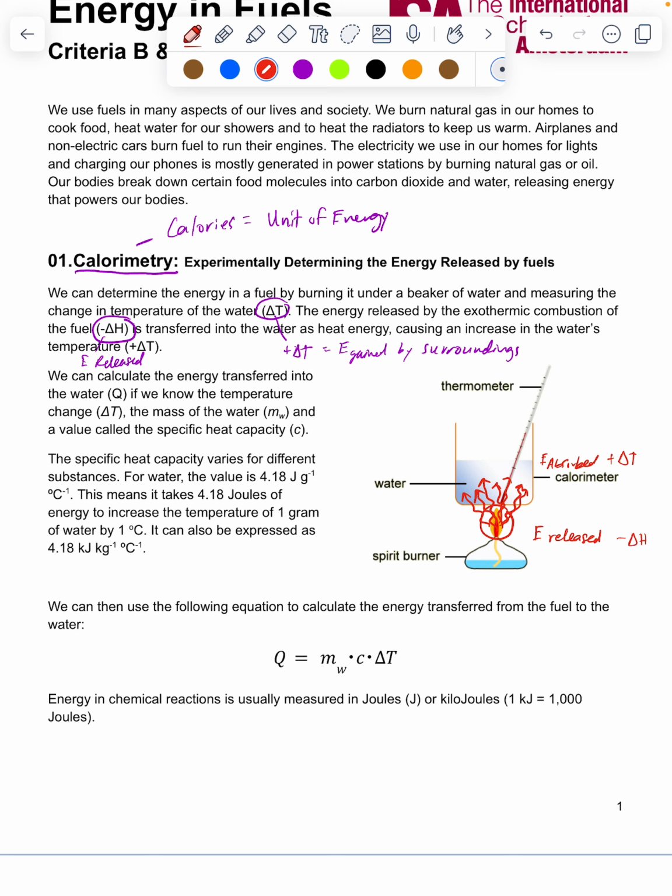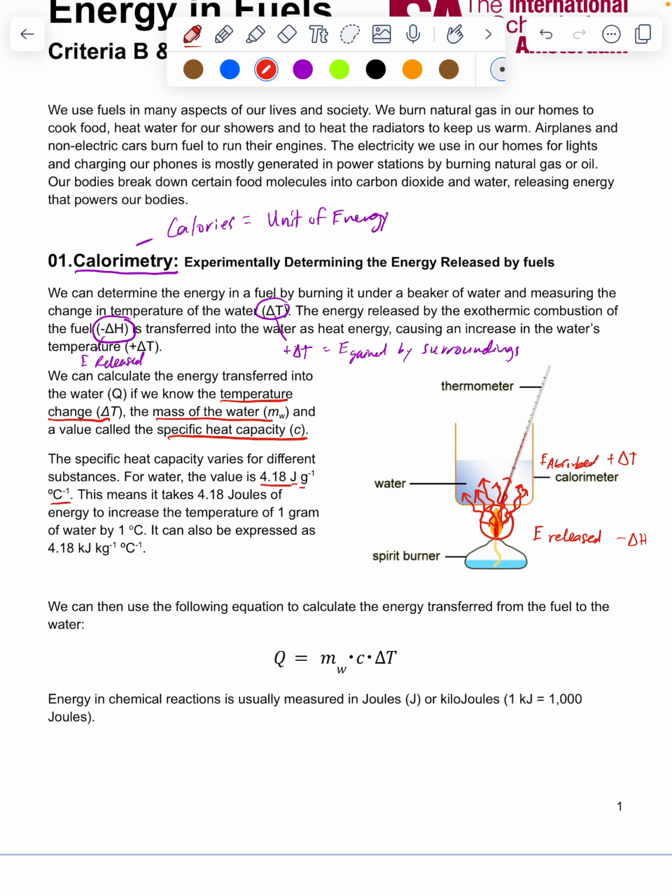We also need to know how much water we're heating up. So we need to know the mass of water, the temperature change of the water, and finally we need to know one other value that is called the specific heat capacity of water. Specific heat capacities are different for all different substances, and it has to do with how much energy it takes to warm that material up. And so for water, the value is 4.18 joules per gram per degree Celsius.